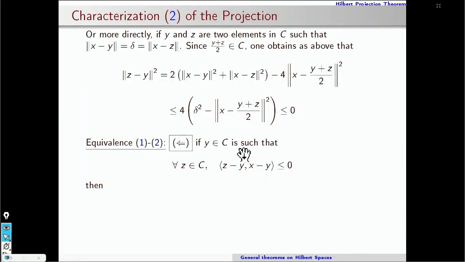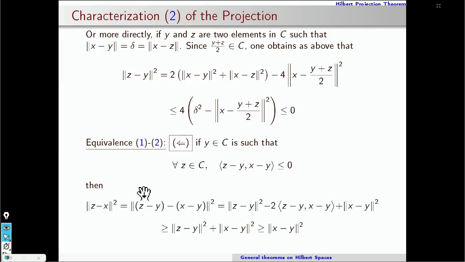So let y be in C and satisfy the second condition. We see that this kind of inner product appears in the norm square of a sum. So this suggests considering the norm square of z minus x. We do minus y plus y and then expand. I have the norm square of z minus y, minus 2 times the inner product, and we see that it is exactly the inner product we want, plus the norm square of x minus y.